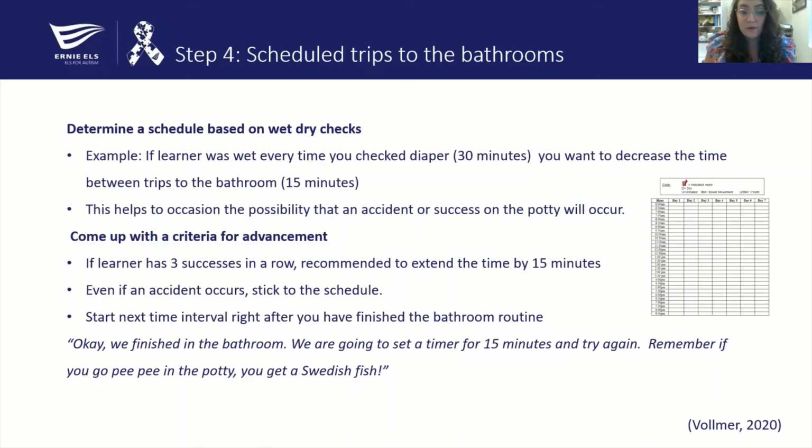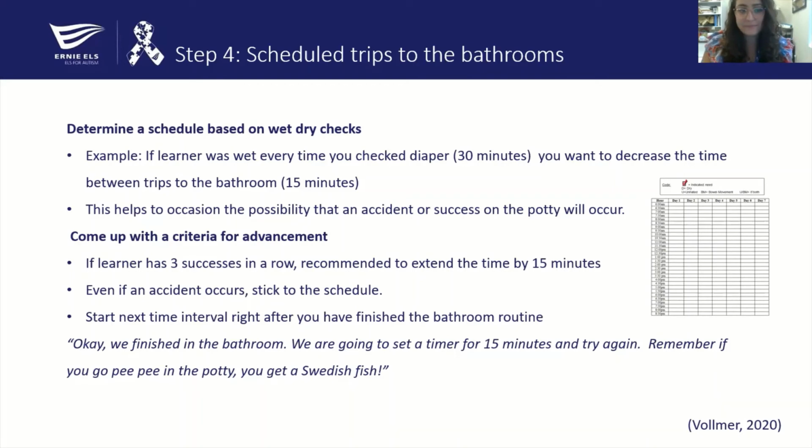It's important to note that you're going to start that interval after you finish the bathroom routine. So even if your child goes to the potty, you don't start the timer right then and there. You just wait till they go through the bathroom routine. You want to give them a chance, of course, to get more liquids in their body. But right when that bathroom routine is over, whether it's washing their hands and closing the door, that timer starts again for whatever interval you've established.